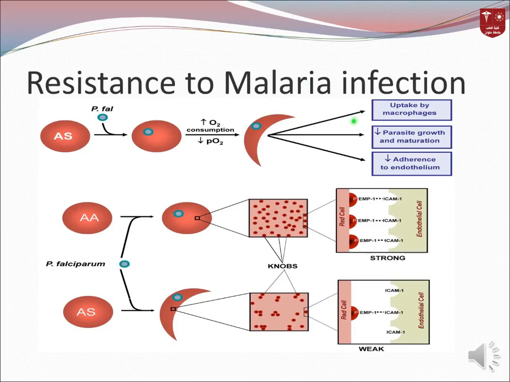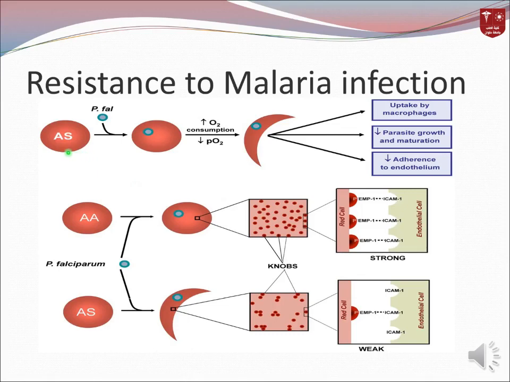Malaria is normally caused by a parasite called Plasmodium falciparum. This parasite will live inside the red cell and it will lead to hemolysis of the red cell. This takes place in a normal individual.